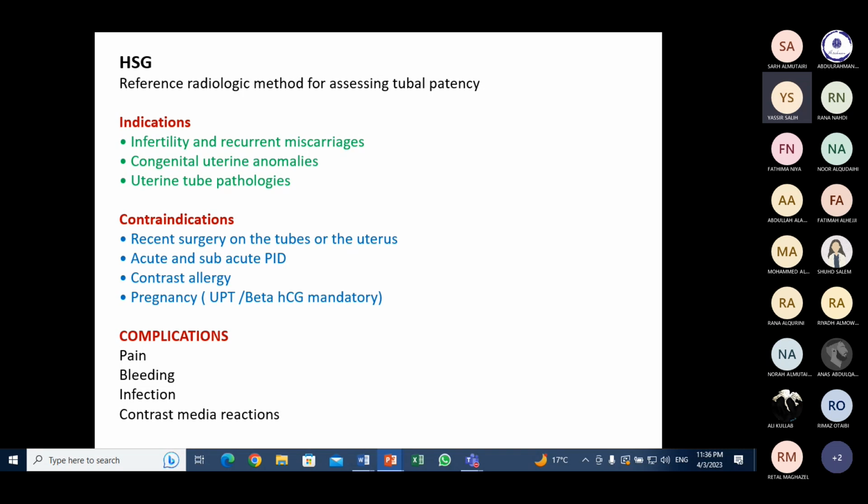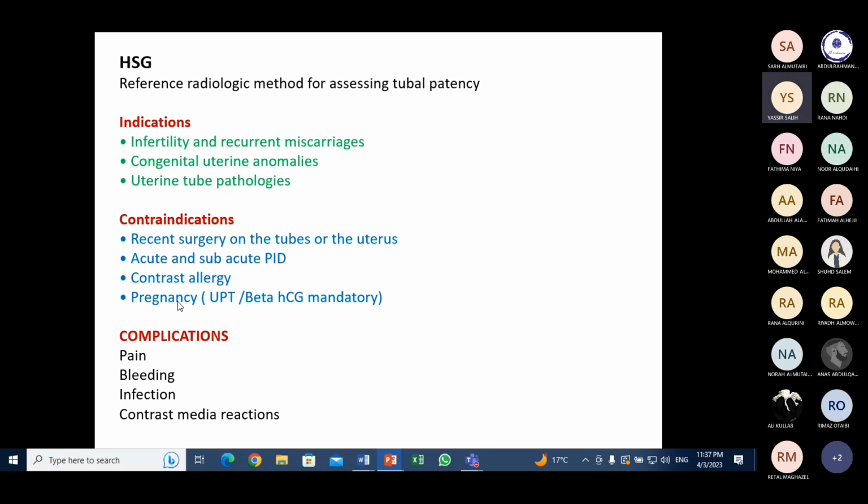The contraindication is a recent surgery on the tubes. If the patient had recent surgery of the tubes, it is contraindicated, so you have to wait. Also in case of severe infection, acute pelvic inflammatory disease in the uterus or in the upper part of the reproductive system. And contrast allergy is not common, but it would be a contraindication, though not absolute, only relative. Contrast allergy is not common in this technique.